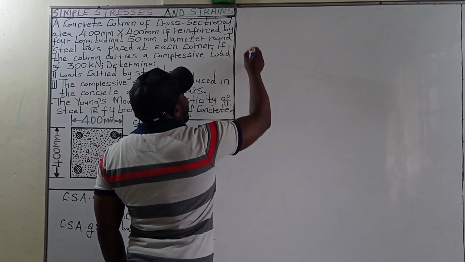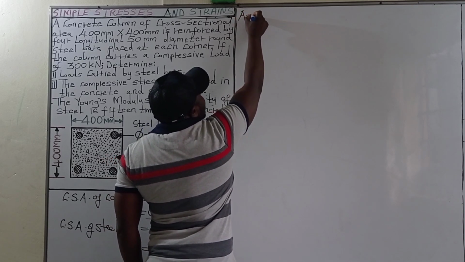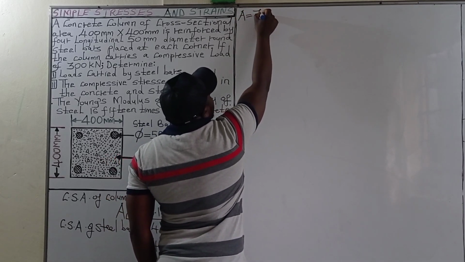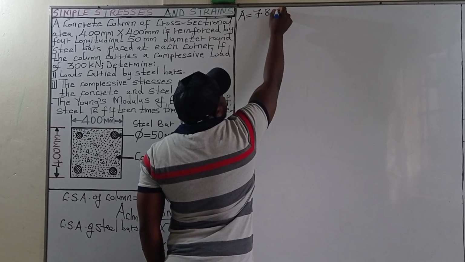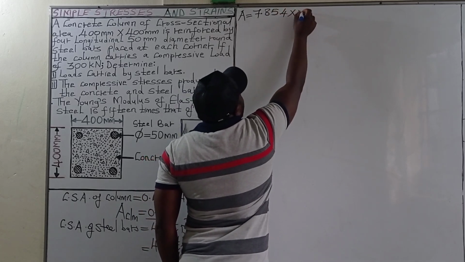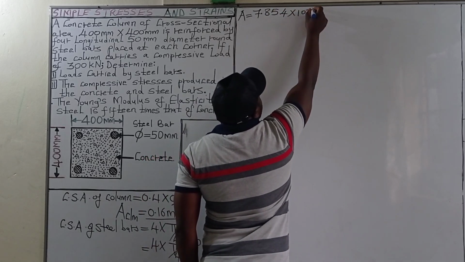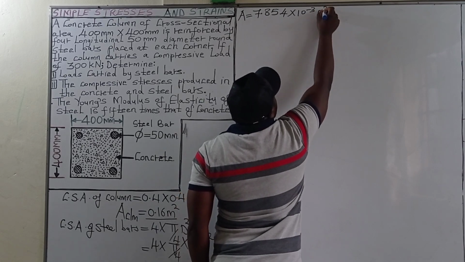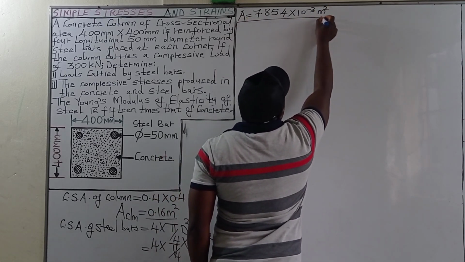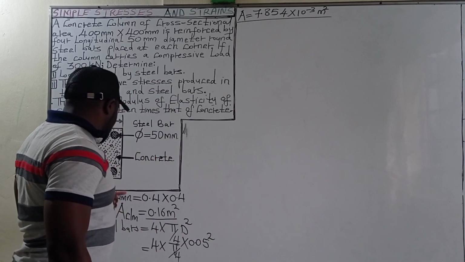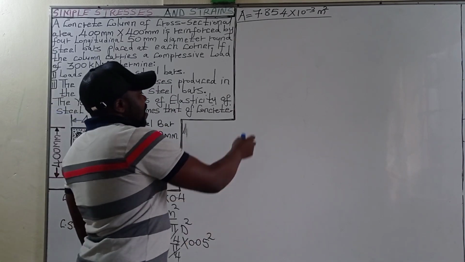Let me write it up here. And that's going to give us a cross-sectional area of 7.854 times 10 raised to the power of -3 square meters. So that is the cross-sectional area of the 4 steel bars.